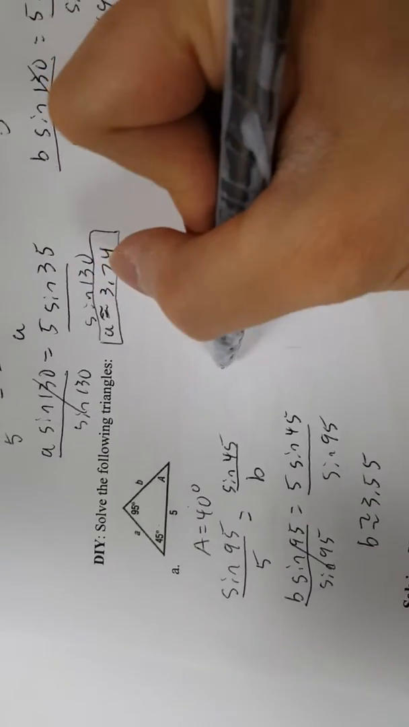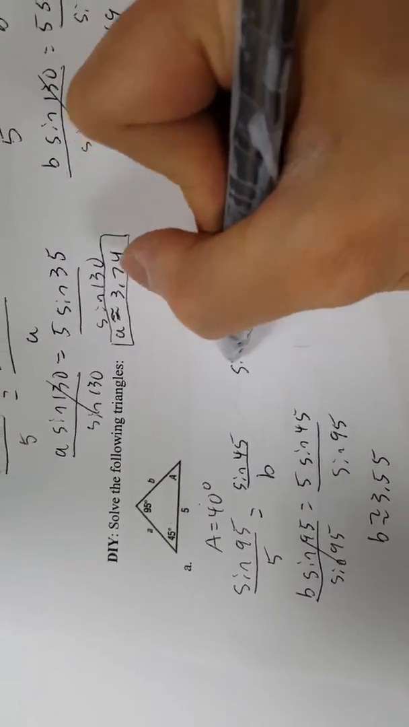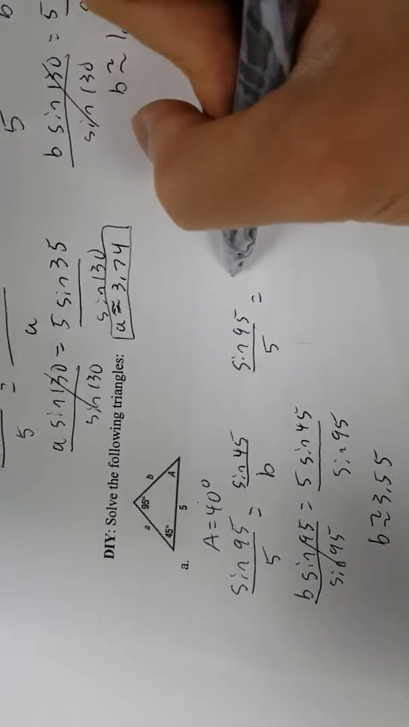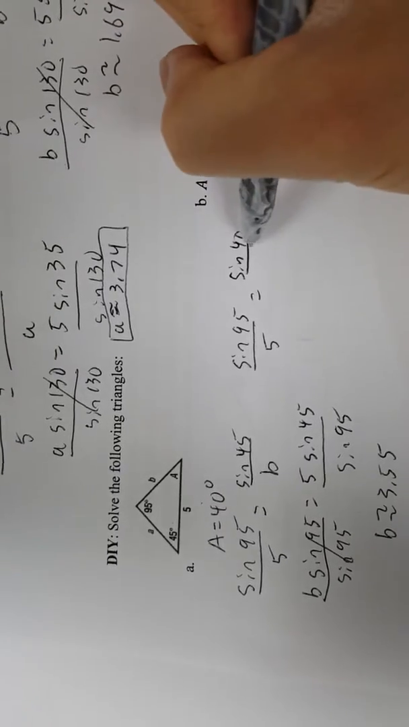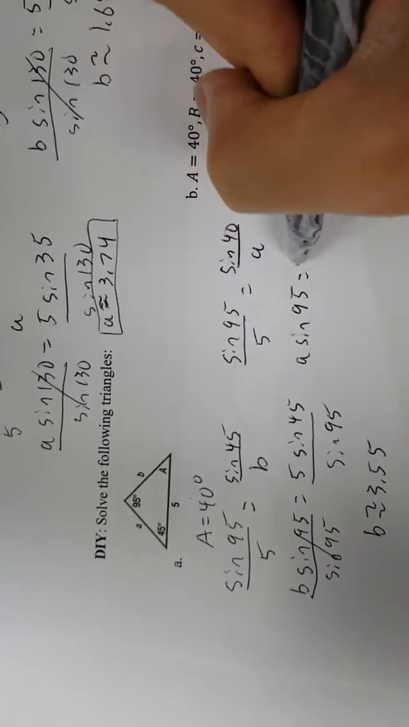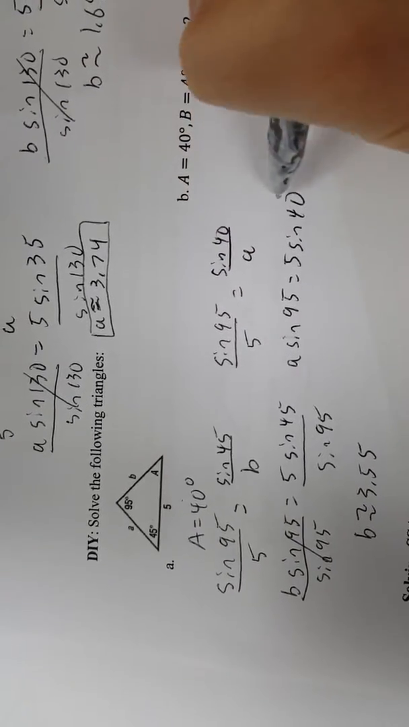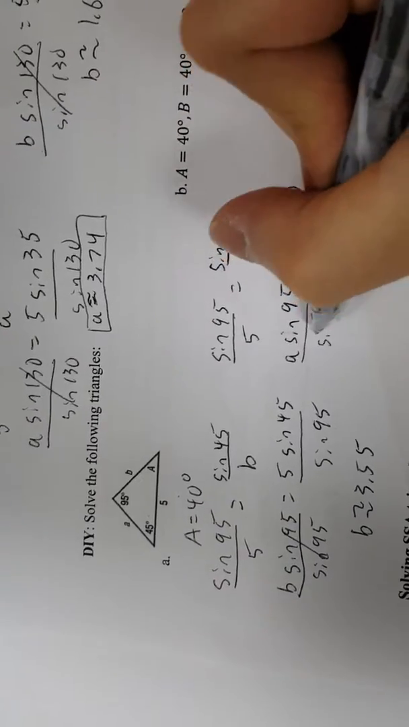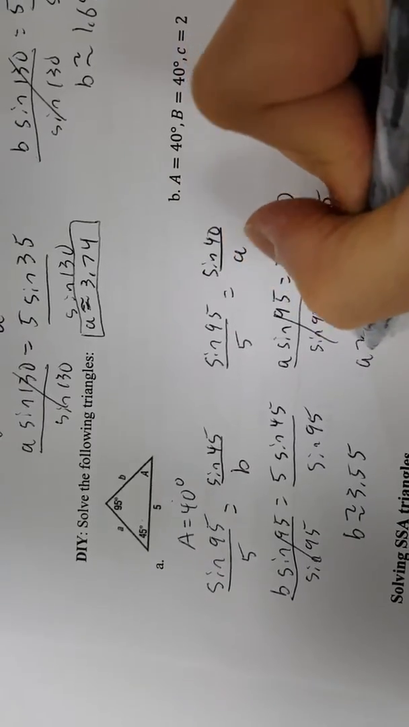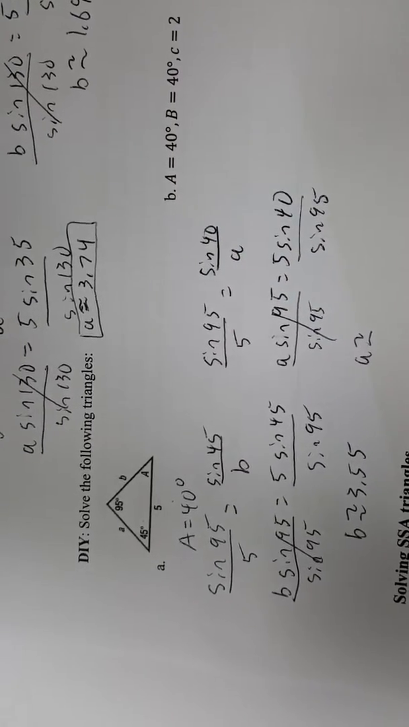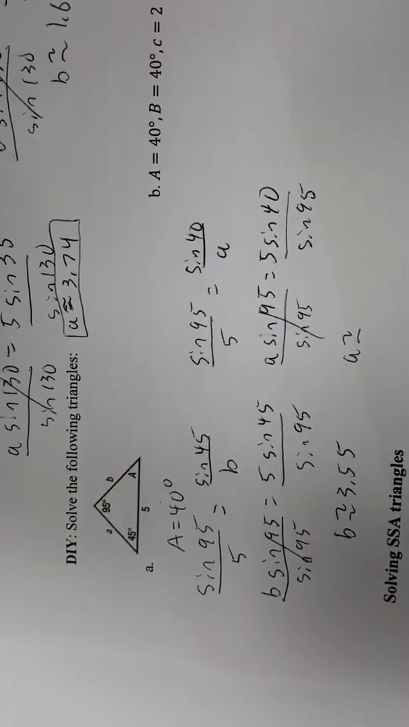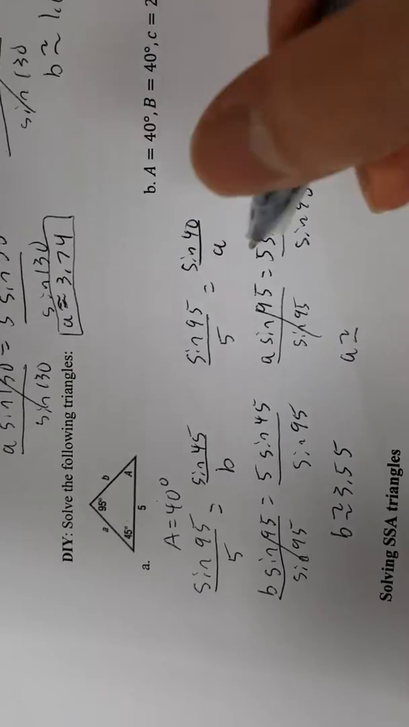And I just do it again to find A. So sine of 95 over 5 is equal to sine of 40 over A. Cross multiply, I get A sine 95 is equal to 5 sine 40. Divide both sides by sine of 95. And so A is approximately 3.23.